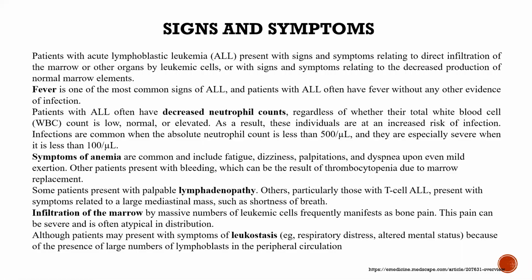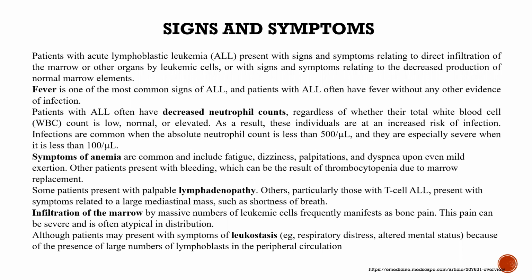A patient with acute lymphoblastic leukemia presents with signs and symptoms relating to direct infiltration of the marrow and other organs by leukemic cells. Also, signs and symptoms relate to the decreased production of normal marrow elements. Fever is one of the most common signs of acute lymphoblastic leukemia, and patients often have fever without any other evidence of infection.